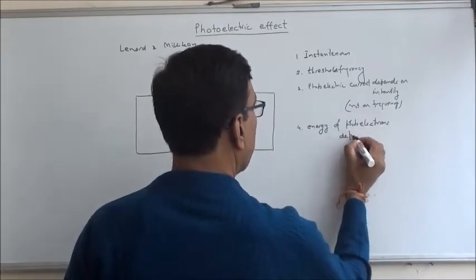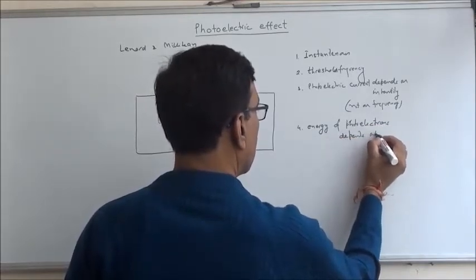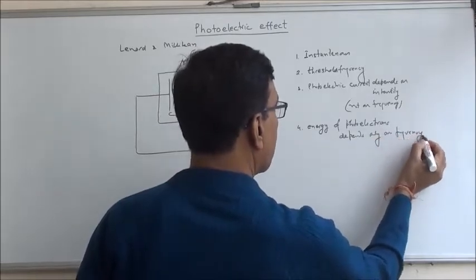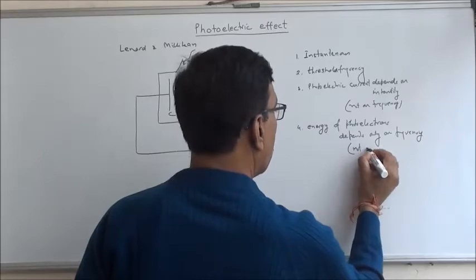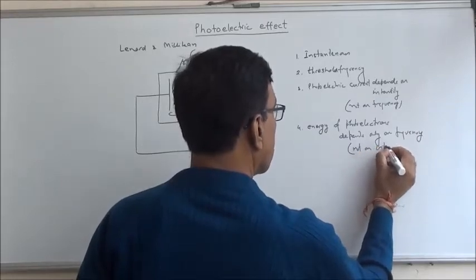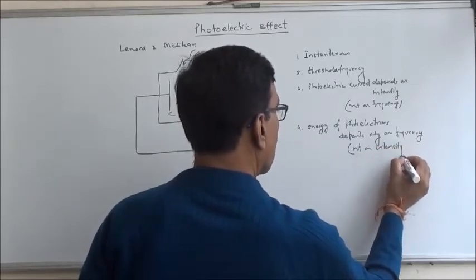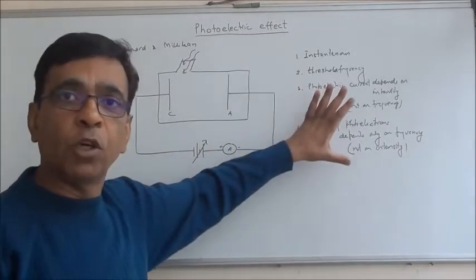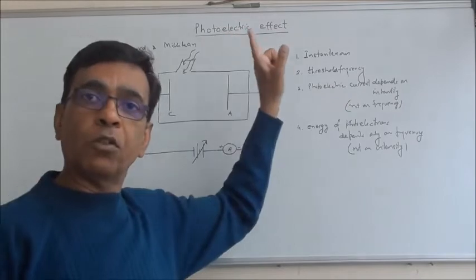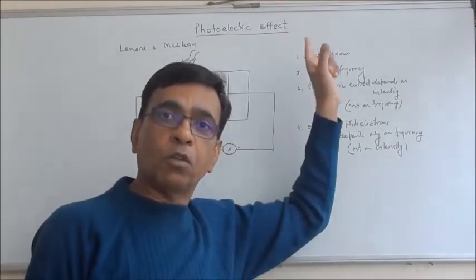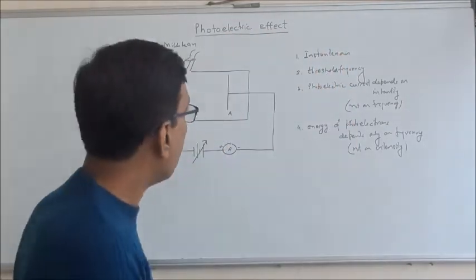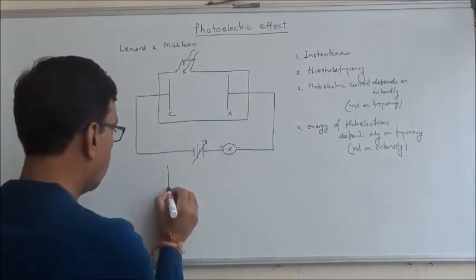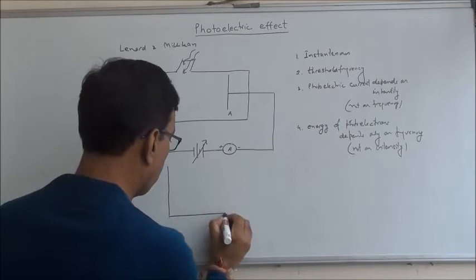And the energy of photoelectrons depends only on the frequency of incident radiation, not on intensity. Very important point from the examination point of view also. Current depends on intensity, energy depends on frequency. Okay, now I am giving you 2-3 graphs to explain what is happening here. Very important, all of them.